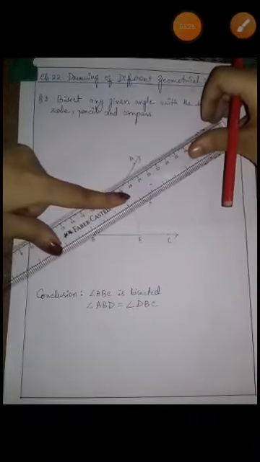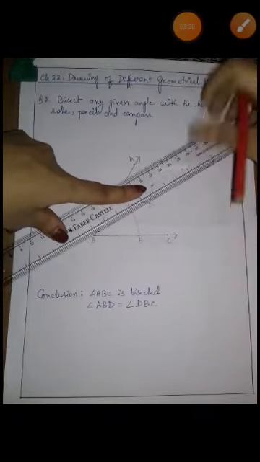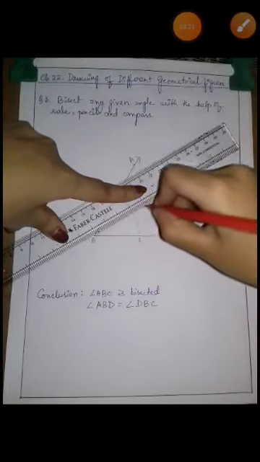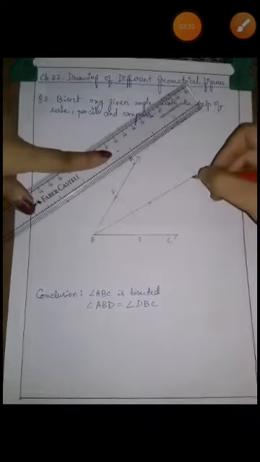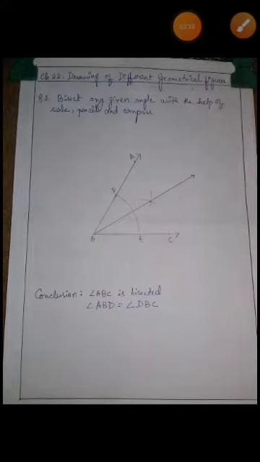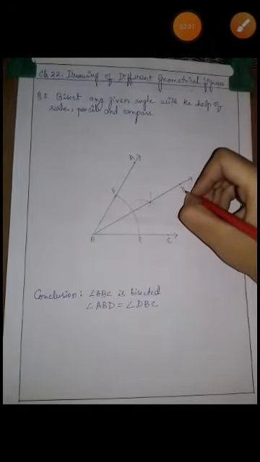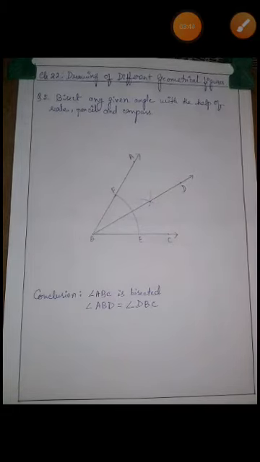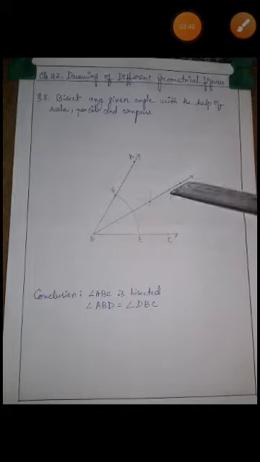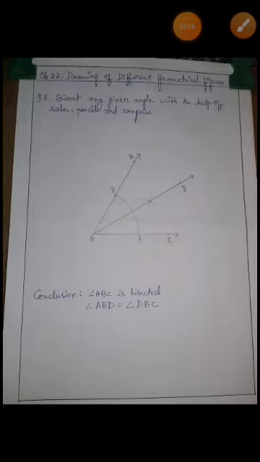Then you are joining this point with the vertex of the angle ABC, that is, the point B, and extending, and you mark an arrow over here. Now you mark point D. So students, we can say that the line BD is bisecting the angle ABC.